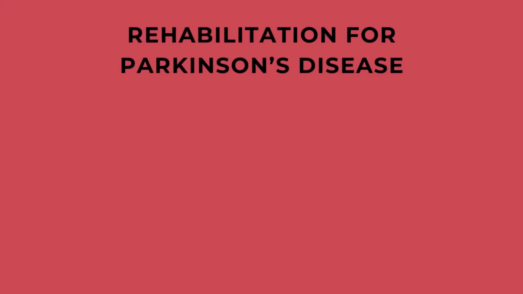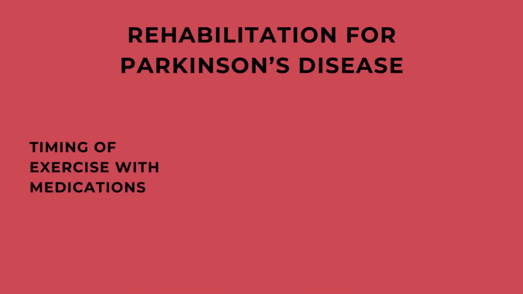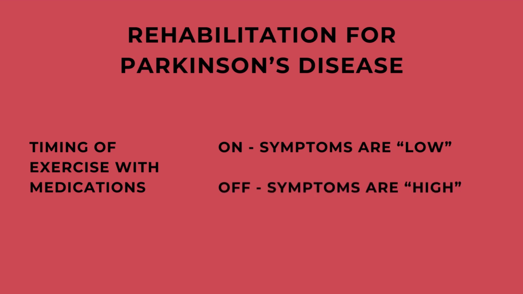When it comes to Parkinson's disease rehabilitation, one important consideration is the timing of medication. So when a client or patient starts to take medications for Parkinson's disease, there will be this thing called on and off time. On time is basically the period of time whereby the symptoms are low, and off time is whereby the symptoms are high.